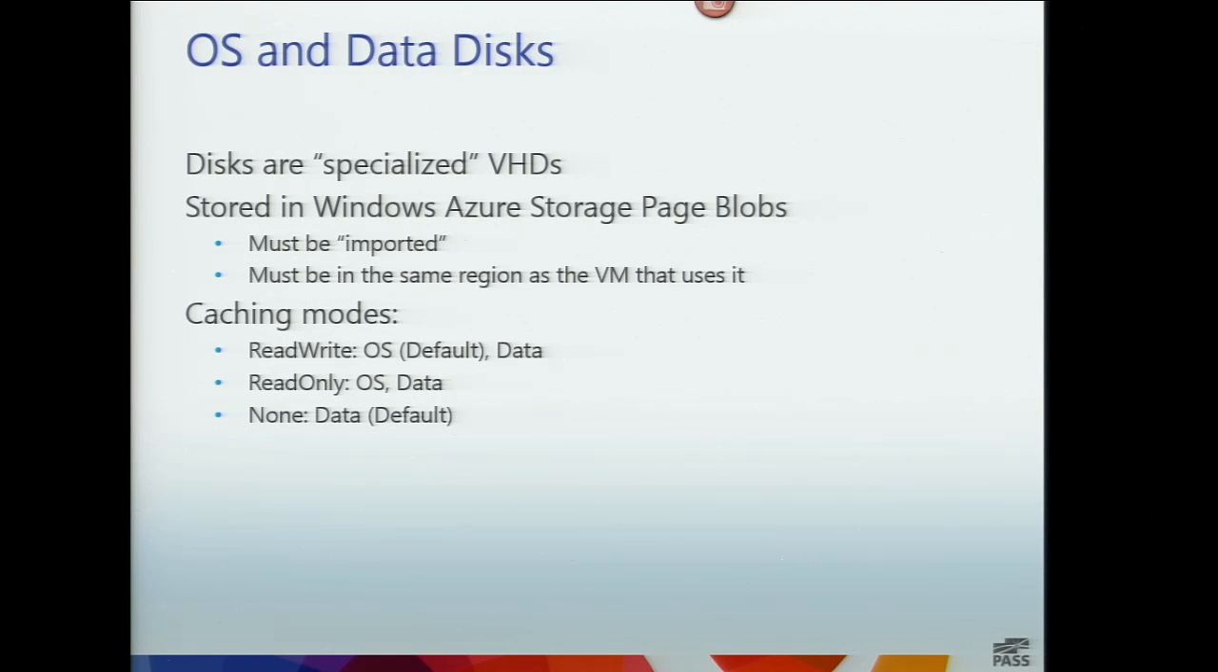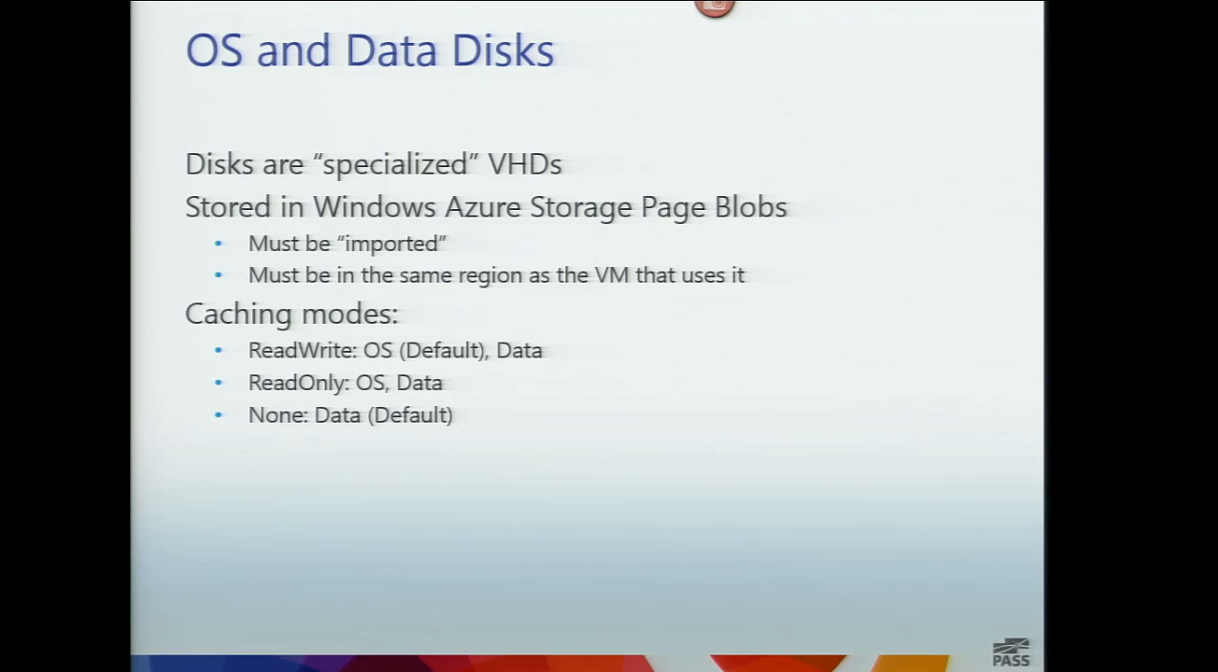Disks, let's talk about disks now. We talked about images, and you saw disks show up in that VM creation wizard. Disks are essentially specialized VHDs. You can create a VM from a specialized VHD. That is like saying, when in Hyper-V or VMware you've got a VHD sitting around, you say, oh, create a VM. Oh, I've already got a VHD. It's right there. That's what these are for.